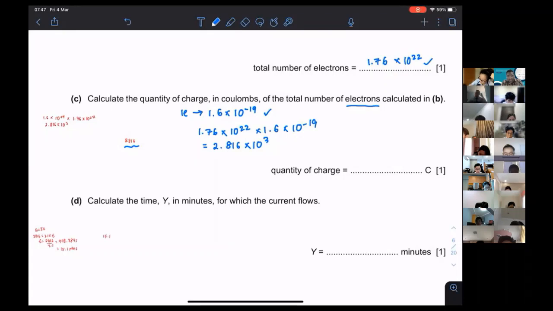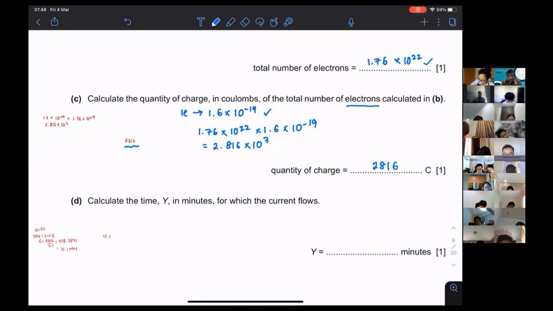Normally for this kind of number, if I have more digits, it's better, so I will tend to use 2816 coulombs. This is my reasoning. But if you write 2820, it is still accepted, because that is 3 significant figures.